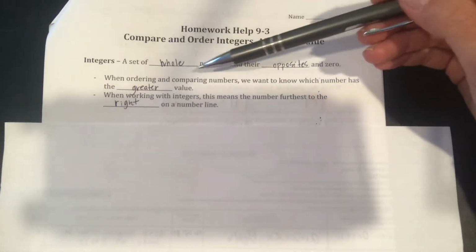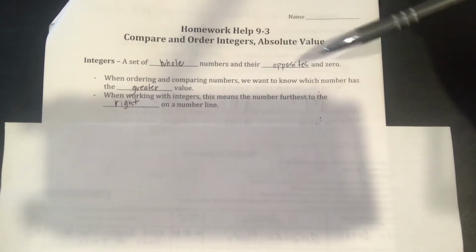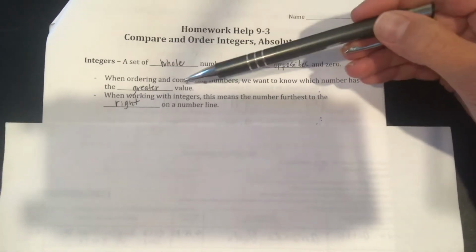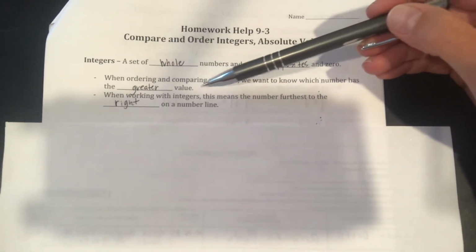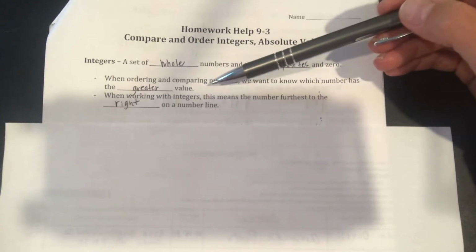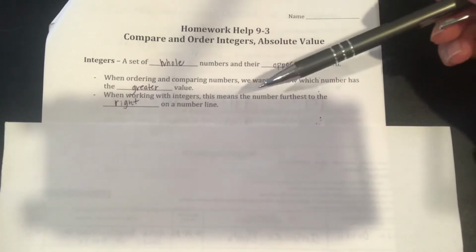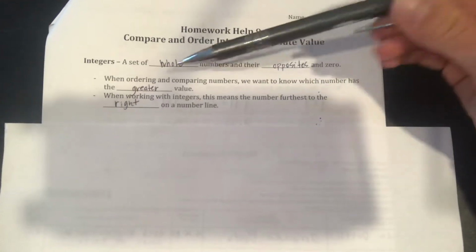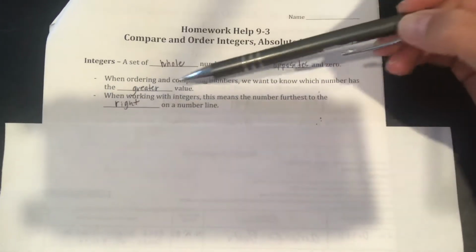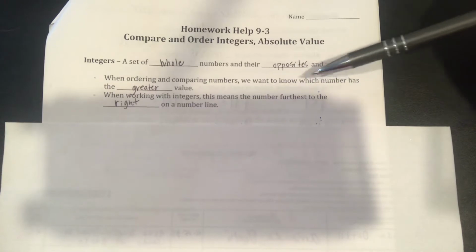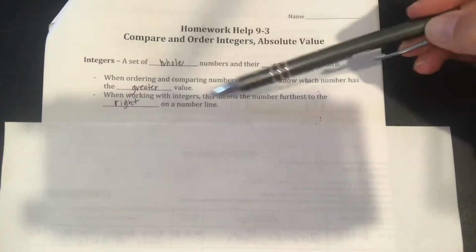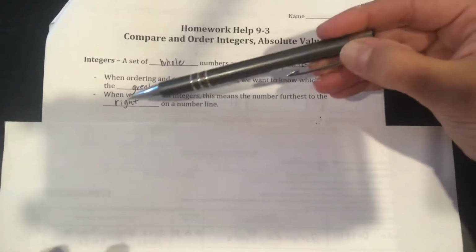When ordering and comparing numbers, we want to know which number has the greater value. If I'm going to put something in order and compare it, I need to know which one has more or less value so I know where to put it in comparison to something. And when working with integers, this means the number farthest to the right on a number line. Okay, so we'll look at this right here.